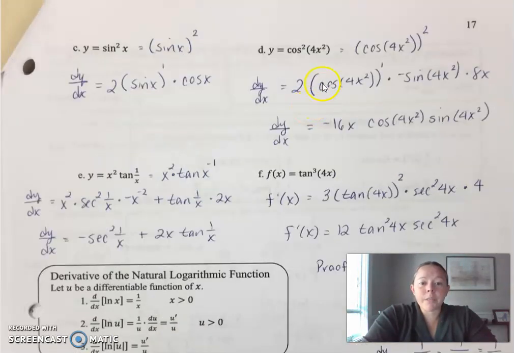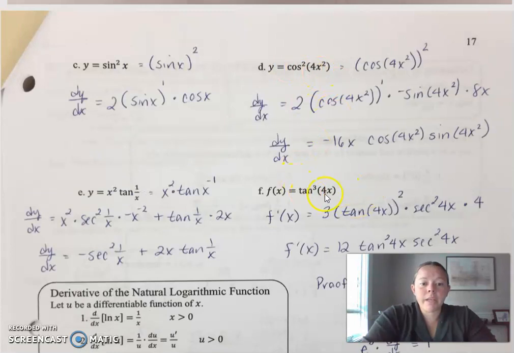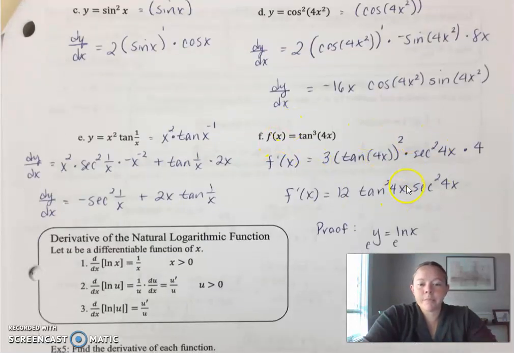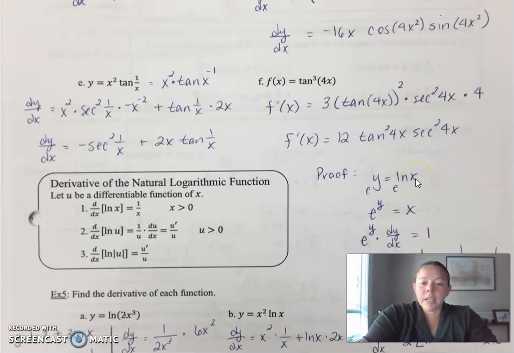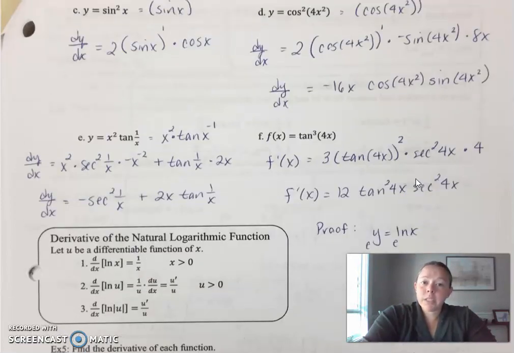And then this one's very similar to D. Rewrite it as tangent of 4x, all cubed, if you need to, and go from there. Good one to practice. All right, but just be careful. Trig functions can be a little bit tricky. You just need to practice these.